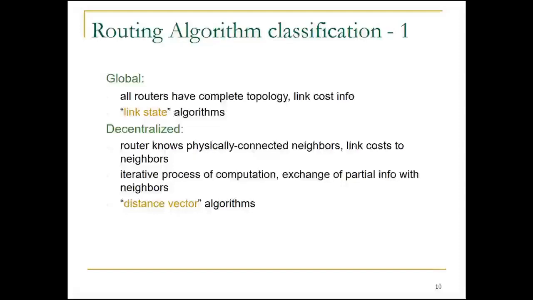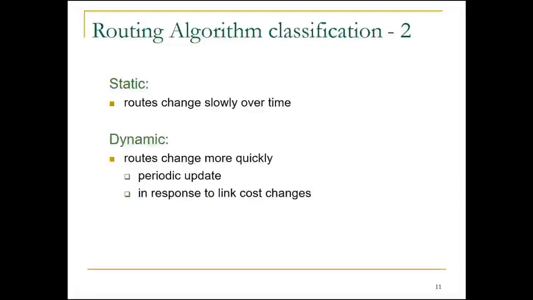So the classifications, yeah, we have two of them. We do have the global, decentralized: global for link state, decentralized for distance vector. And for static and dynamic, we do have a slow change over time for static, and then more or less rapid changes or quick changes and quick updates or periodic updates for dynamic classifications.